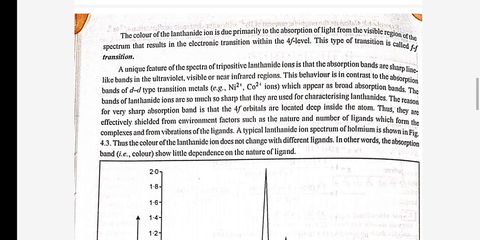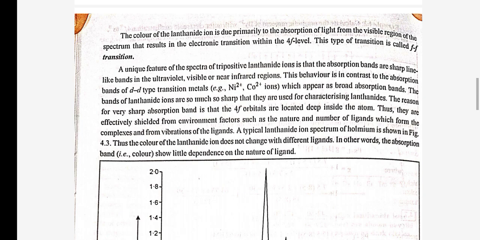A unique feature of the spectra of tripositive lanthanide ions is that the absorption bands are sharp, line-like bands in the ultraviolet, visible or near infrared regions. This behavior is in contrast to the absorption bands of the d-d type transition metals, which appear as broad absorption bands. The bands of the lanthanide ion are so sharp that they are used for characterizing lanthanides.